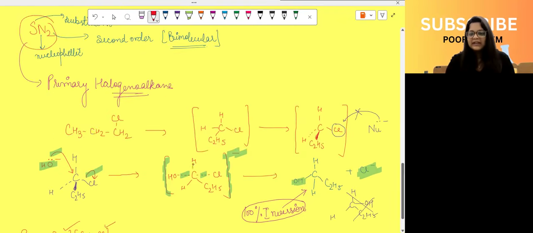So we'll stop over here. Please practice the mechanism. This arrow movement is very important. These are the only areas which actually give you marks when it comes to mechanism. I will upload one more video on this in which I will show you how to do the questions and how the questions are asked on these two particular topics.